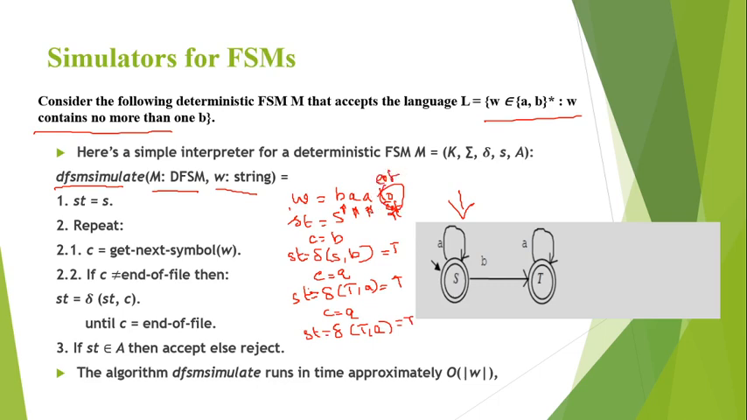The character is end of file. Once you reach the end of file, you have to come out of the loop and execute this line. Here I'm checking whether ST belongs to the accepting states. In this case T belongs to the accepting states, so you accept. This is how you can simulate the machine. This simulation runs in time approximately order of the length of the string. If you hard code the same problem, it takes more time than this.